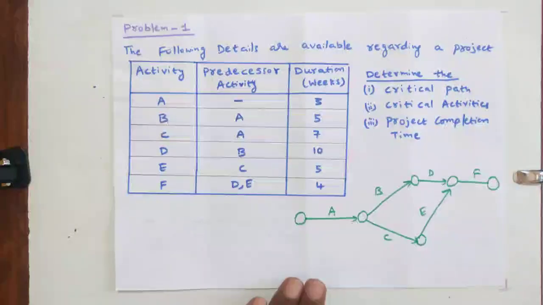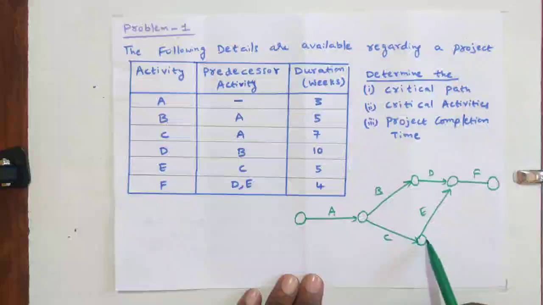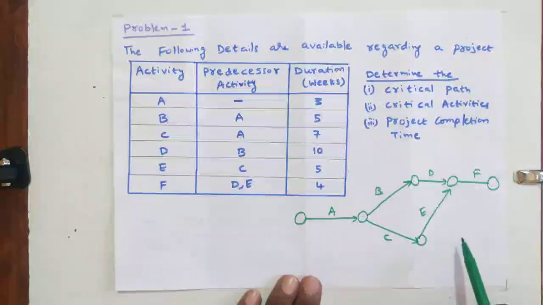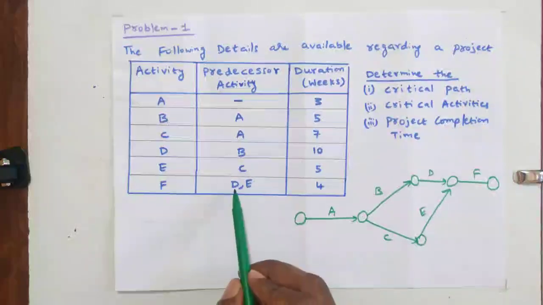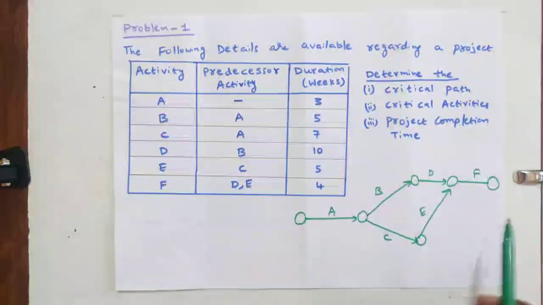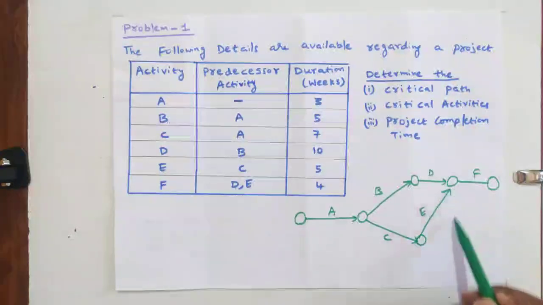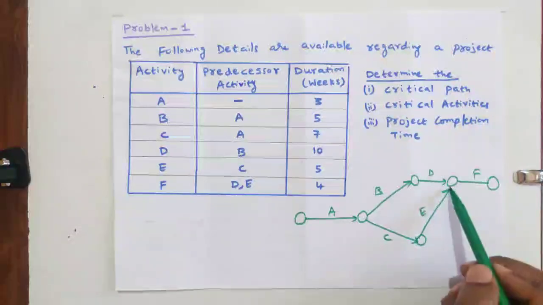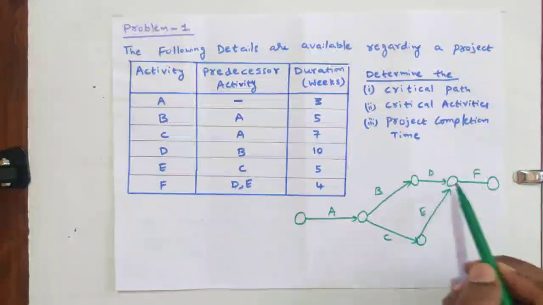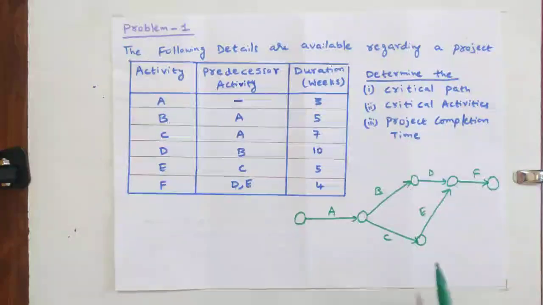Here you might have a doubt why I have merged D and E. After completion of D and E, F should start. If I draw them separately, we would need to draw one dummy activity. To avoid the dummy activity, I have merged the D and E activities in the same event, and after D and E complete, F starts. This is the flow diagram of the CPM.